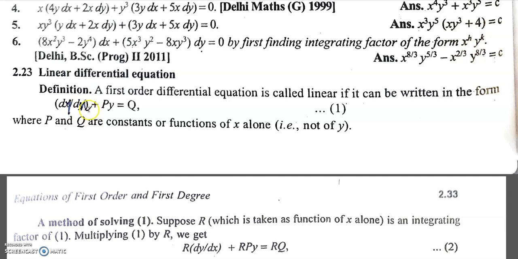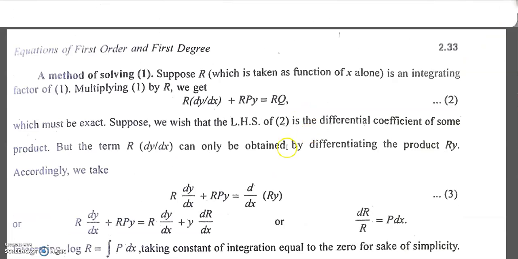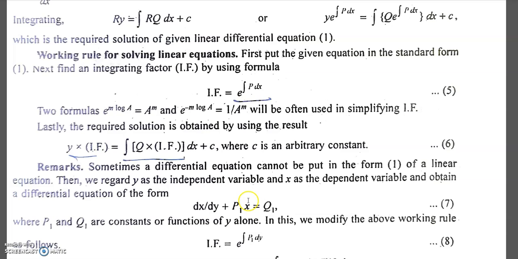can be written as d of y into integrating factor equal to q into integrating factor, right? Now if you integrate both sides, what you get? y into integrating factor equal to integration of q into integrating factor plus c. That is fine. Now you solve one problem.